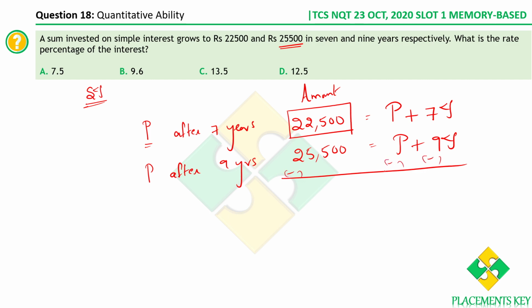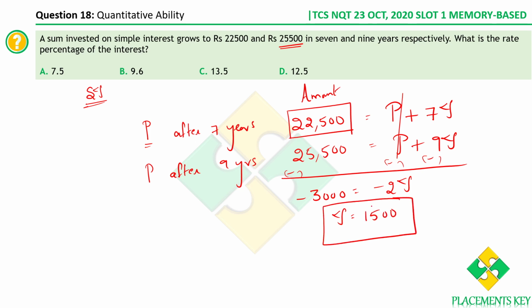Minus, minus, minus. So what is it? 22,500 minus 25,500, you get minus 3,000, is equal to... these two get cancelled, you get minus 2i. So therefore you get the interest earned per year. I is the interest earned in 1 year. It is 1500 rupees.